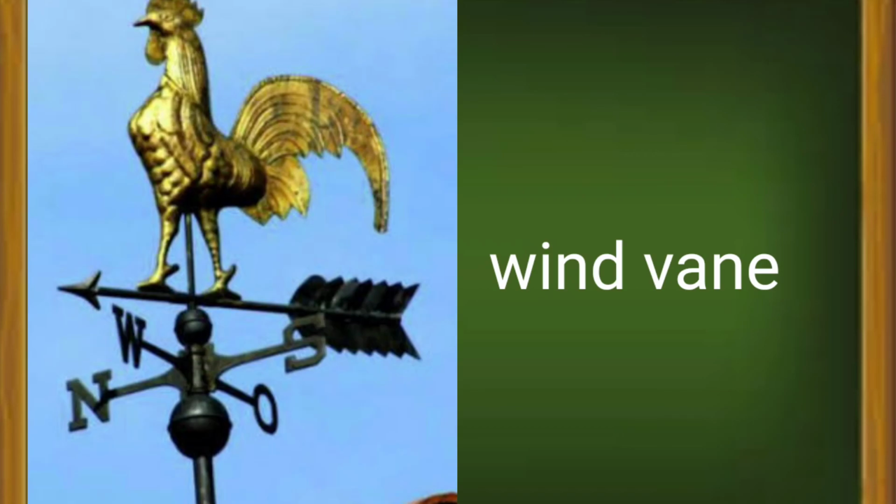Wind vane. The wind vane is used to record the direction from which the wind is blowing. A rod with a pointer and a tail is fixed on either end of a horizontal rod. The pointer shows the direction of the wind blowing.